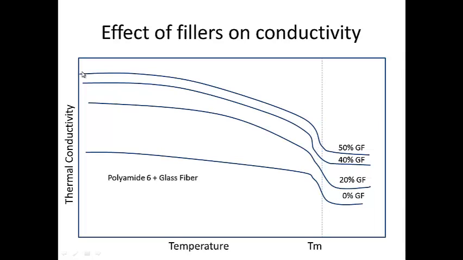By adding glass fiber, we increase the thermal conductivity of the solid polymer and even increase the conductivity of the polymer melt as well. This is important if we're trying to cast a polymer with glass reinforcement, because we want to have high thermal conductivity of the polymer melt in order to generate rapid cooling of the part.